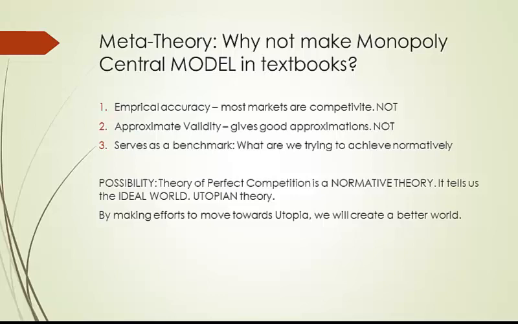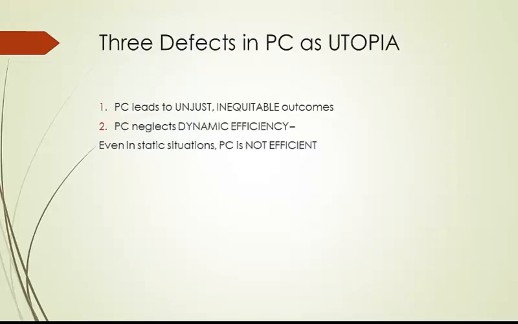So now let us evaluate. The rest of the chapter of Hill and Myatt is devoted to trying to understand if this argument is valid. Is it true that we should try to move towards perfect competition? There are 3 defects in perfect competition as a utopia, as a perfect state, as an ideal state towards which we should try to move the economy. These are all 3 mentioned in Hill and Myatt.